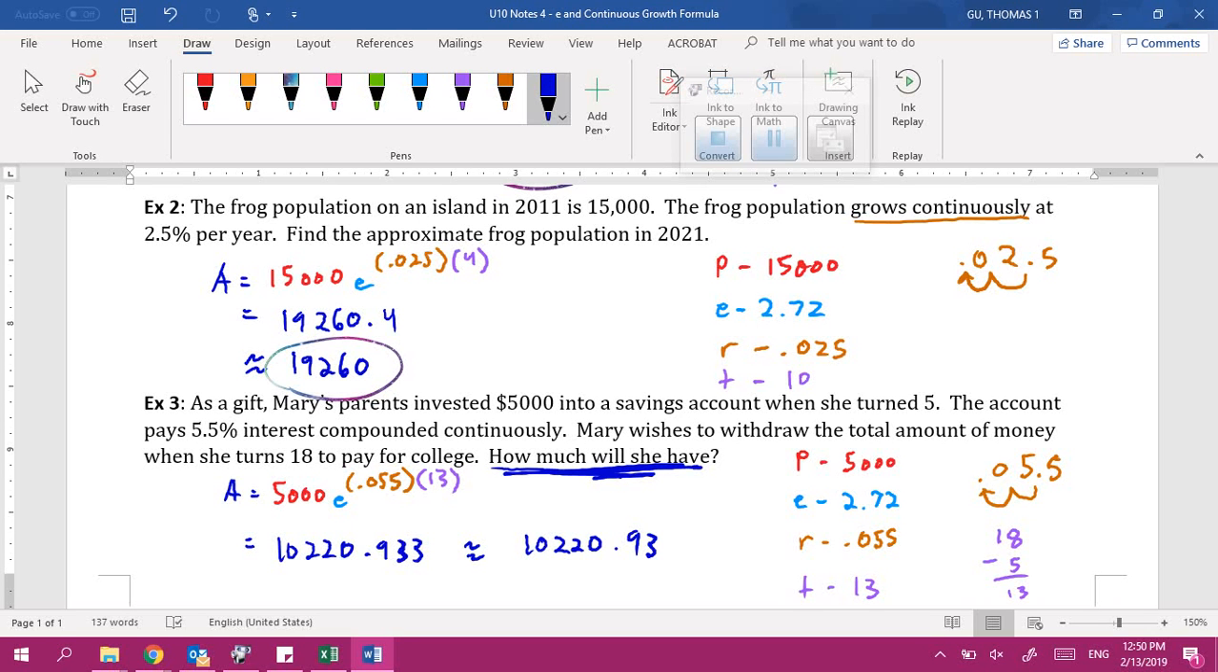So 10,220.93. What else do I need to include in my answer? Dollar sign. $10,220.93 is the final answer right here.